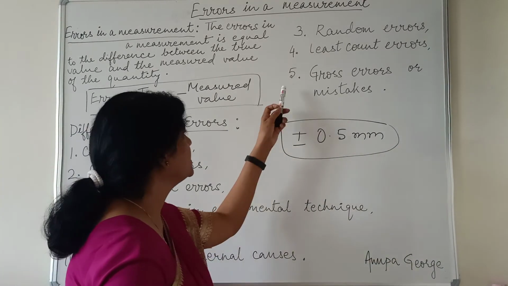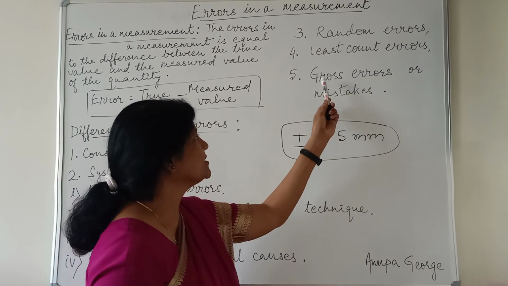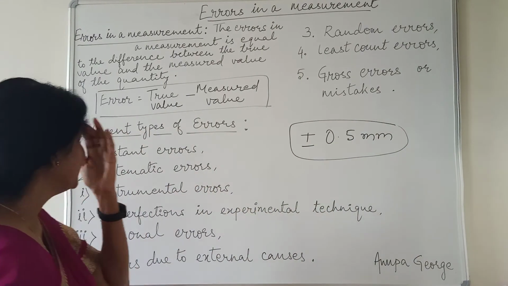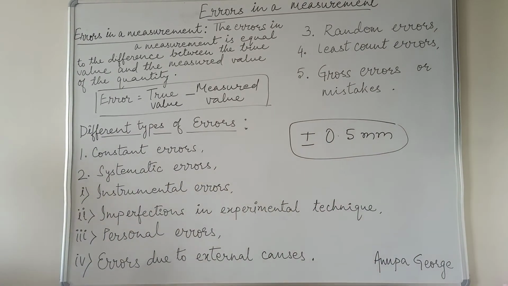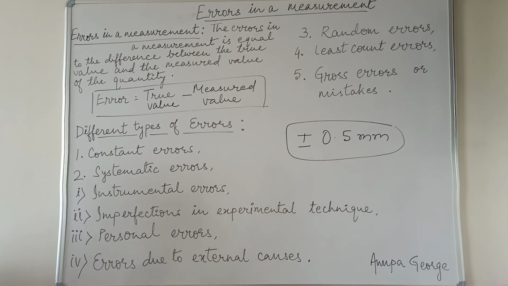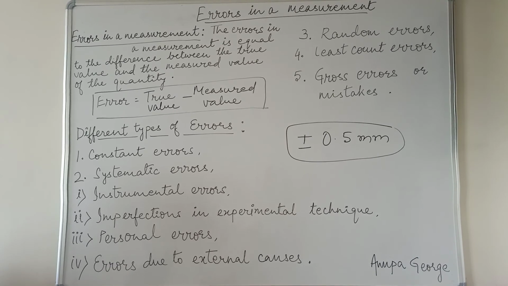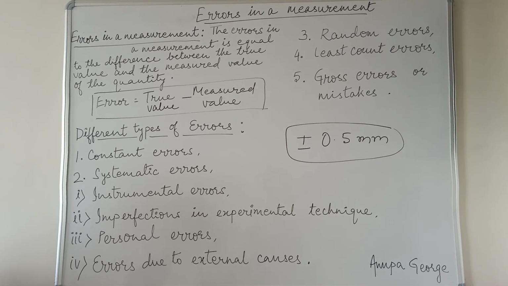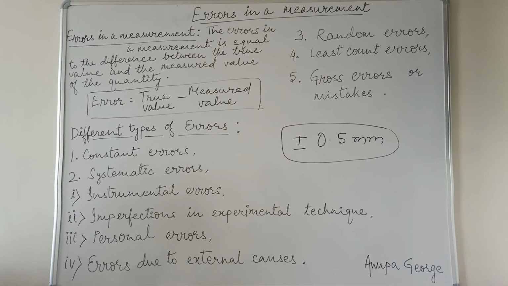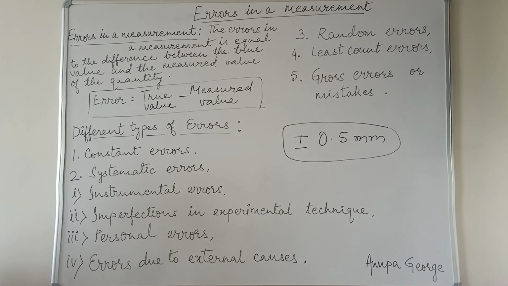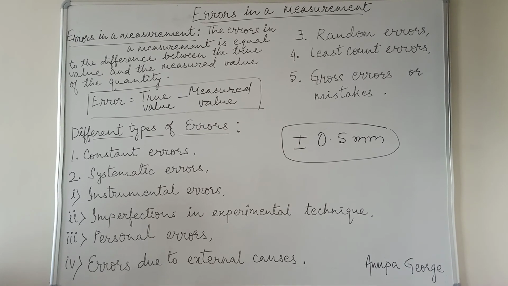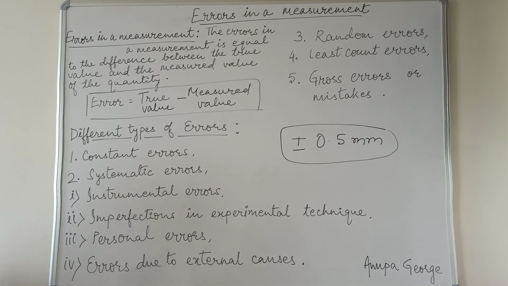Now, come to the fifth type of error. It is gross errors or mistakes. These errors are due to either carelessness of the person or improper adjustment of the apparatus. No correction can be applied for gross errors or mistakes.